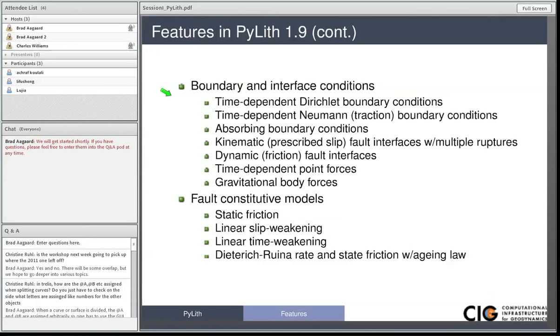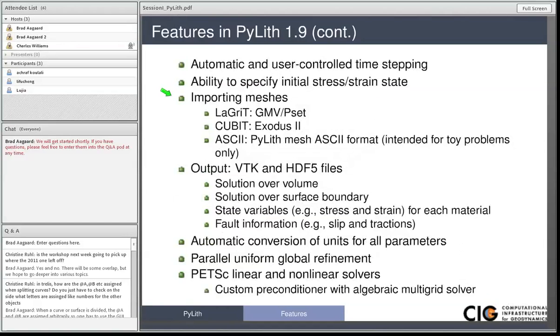One of the recent developments in PyLith 1.9 is that we've significantly increased the robustness of the explicit time stepping with rate and state friction. So PyLith now provides an excellent solution of rate and state friction in explicit time stepping schemes. It already worked very well for implicit time stepping, quasi-static problems, but now we've extended it to work well for the dynamic problems.